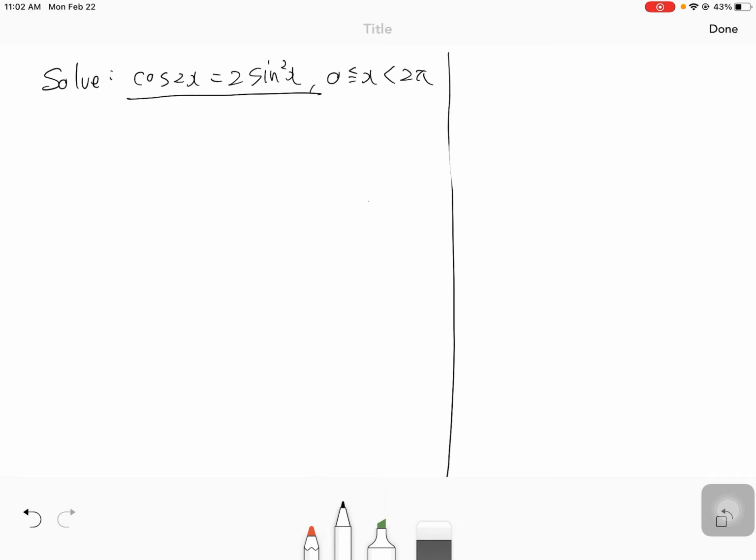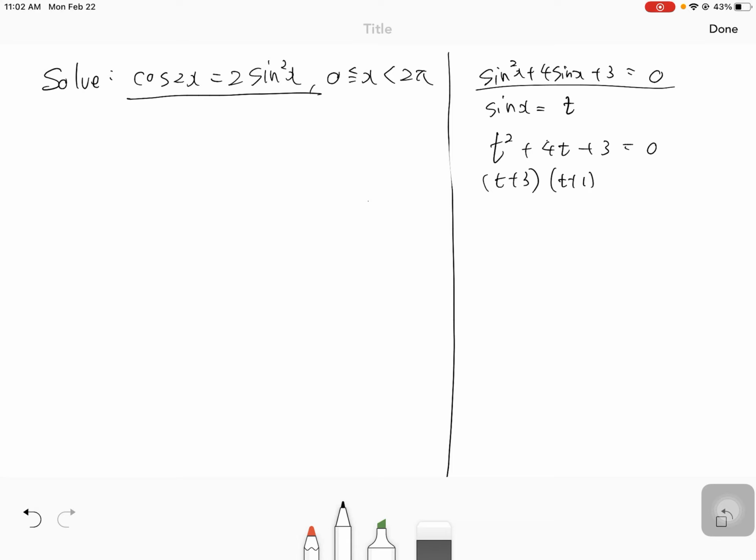Let me give you an example. If the question has all sine, like sine square x plus 4 sine x plus 3 is equivalent to 0, if you substitute sine x into t, you can just make this equation look like a quadratic equation. If you just factor it, you can easily solve this equation. But if it has both sine and cosine, it makes it so much harder to solve.